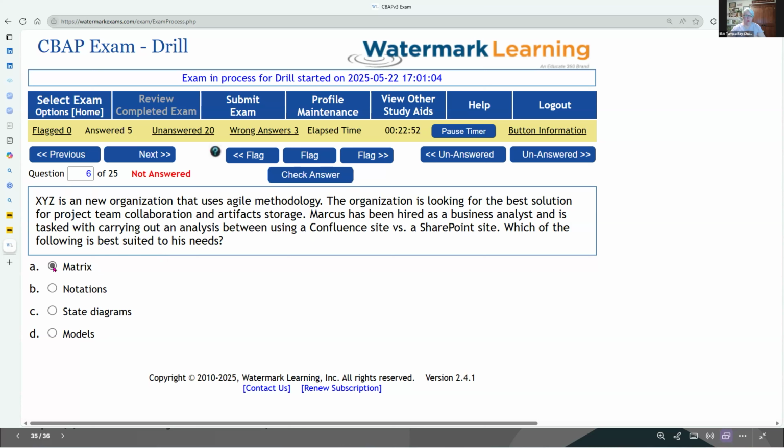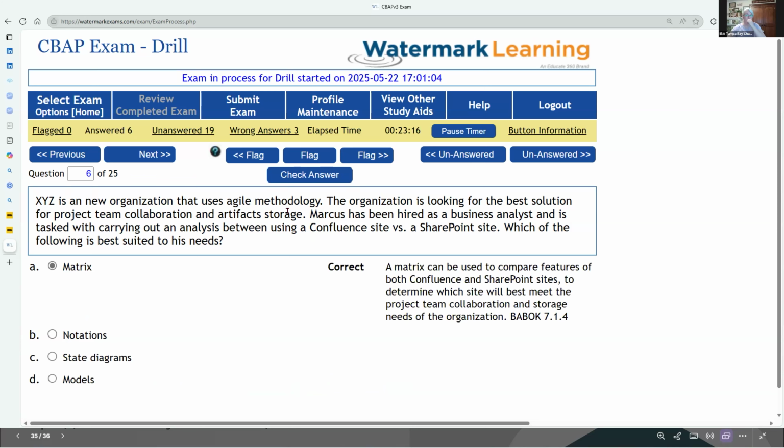Right. So if you haven't picked up on it, a matrix is a spreadsheet or a table. The whole key of it is you've got things that you're comparing apples to apples. You want to know the price for both things. You want to know how long the contract is for both things. So you have these parameters for both options. So it works well as a matrix. A matrix can be used to compare features for both Confluence and SharePoint sites to determine which site best meets the project team collaboration and storage needs of the organization.